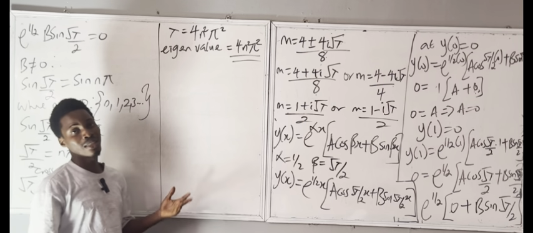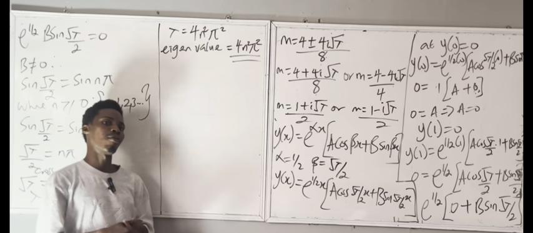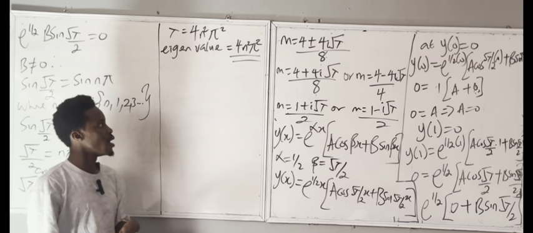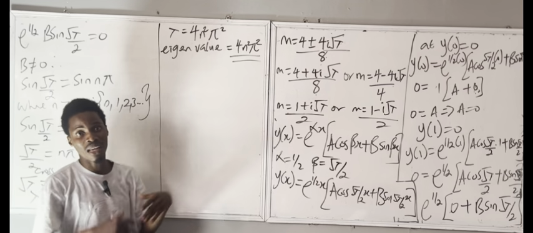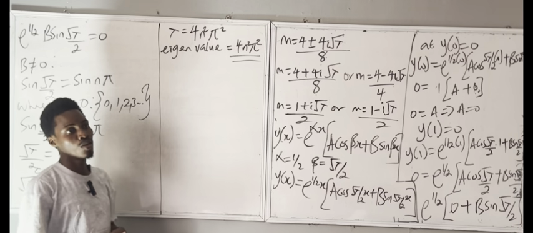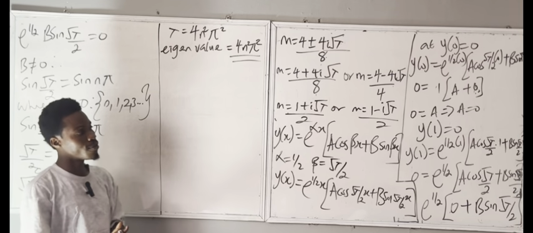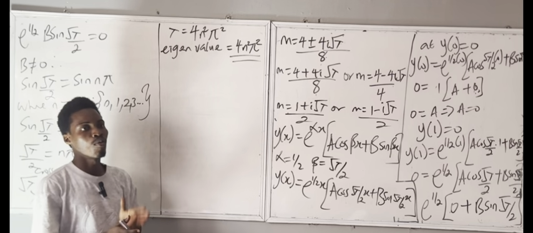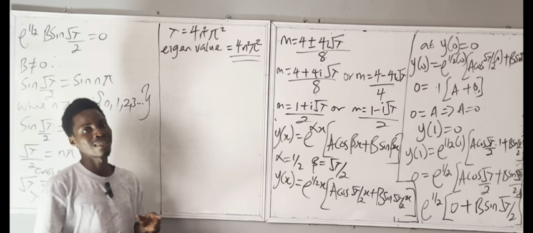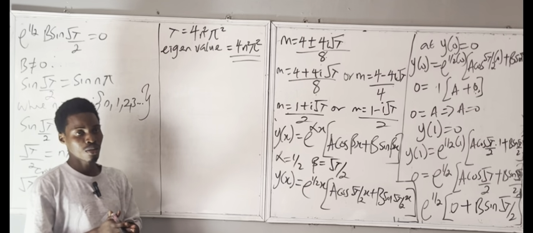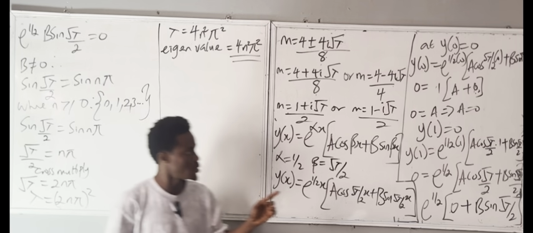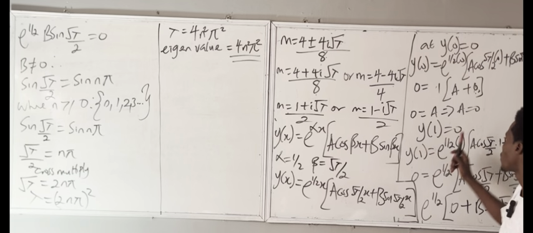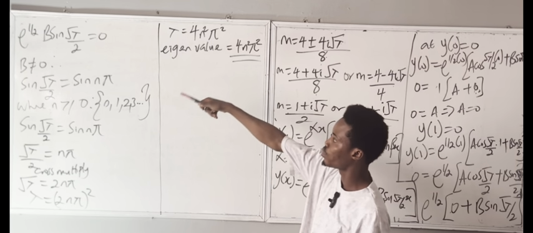My next is to find the eigenfunction. How am I going to get the eigenfunction corresponding to this Sturm-Liouville problem? I've already gotten my eigenvalue. So for me to get my eigenfunction is to go back to my general solution. The general solution where I stated that our b is not equal to 0. I said it in our previous lesson. So this is my general solution, that I stated that b is not equal to 0.